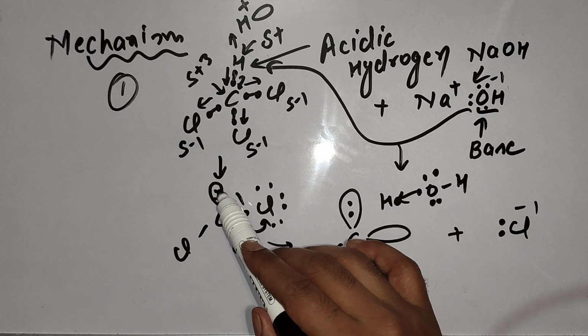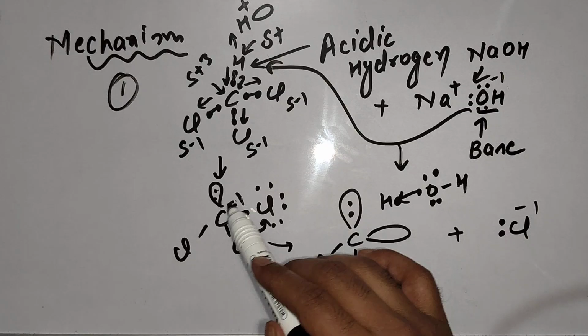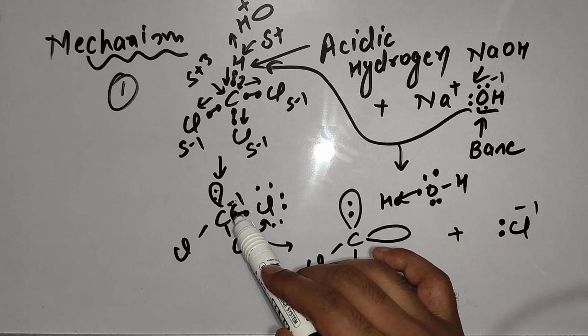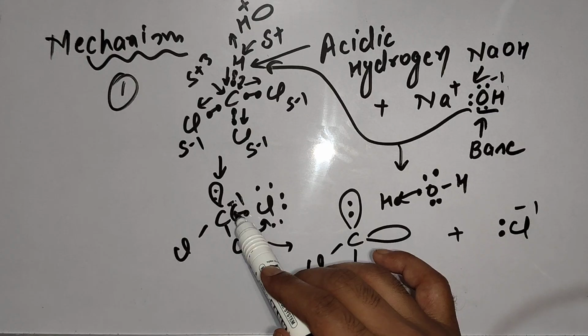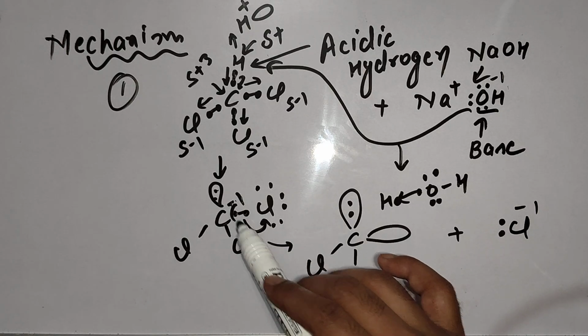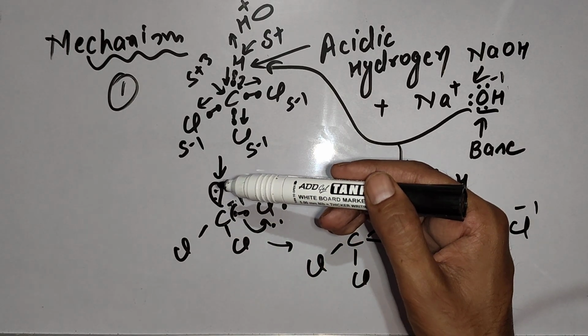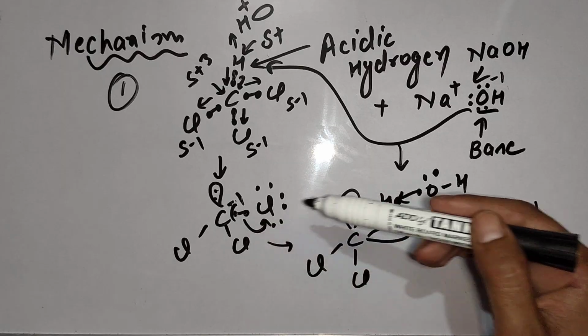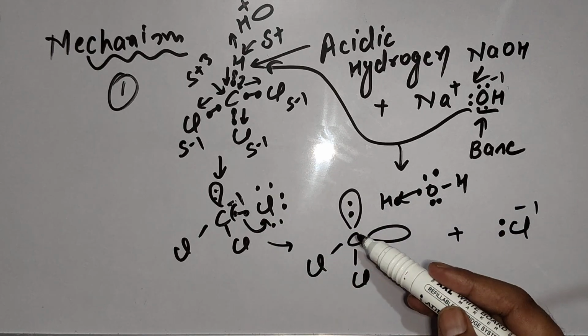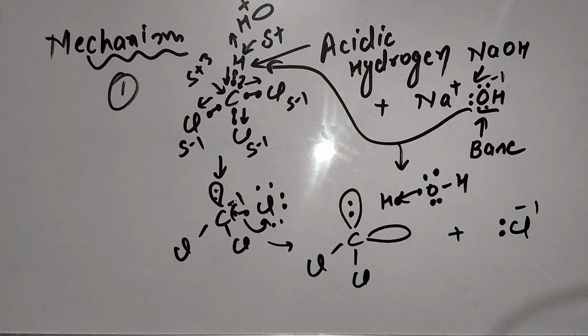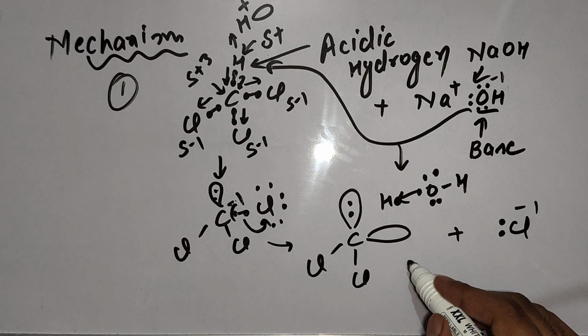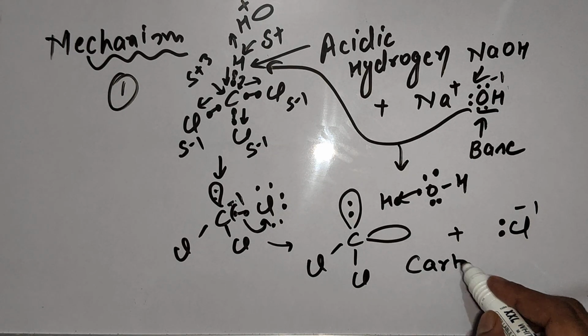Why? Because it was carrying an extra electron of hydrogen, that's why the -1 charge was there. At the same time, chlorine has broken its bond from it and carried 1 electron of carbon. So 1 electron was gained, 1 electron is lost. So overall there will be no charge on carbon. Such type of carbon which is generated here, it's an intermediate, we call it carbene.